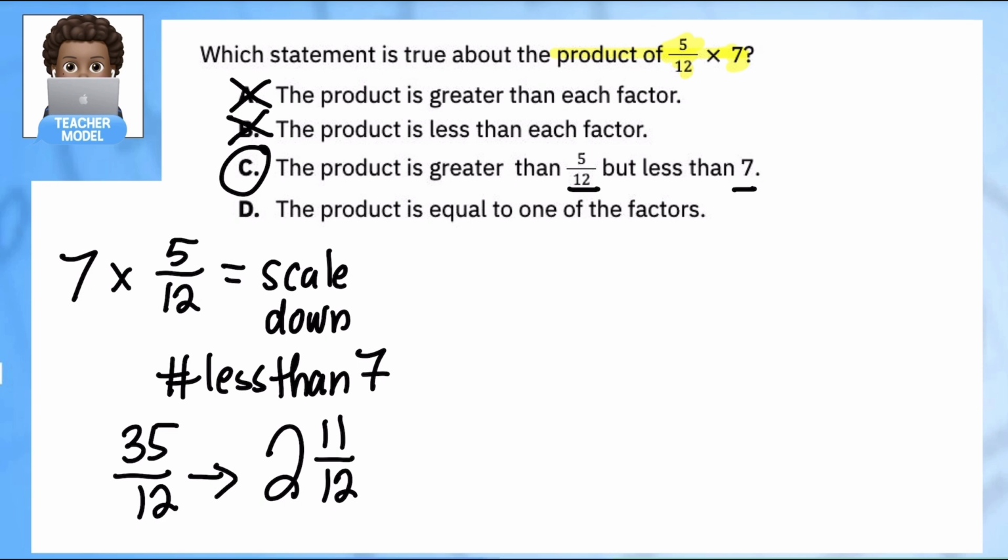And for D, the product is equal to one of the factors. We know that is not true. So that's how we use logic. We actually can use what we know, but in a logic statement, I check them one by one to see if it is true. Hit pause and jot this down into your notes.